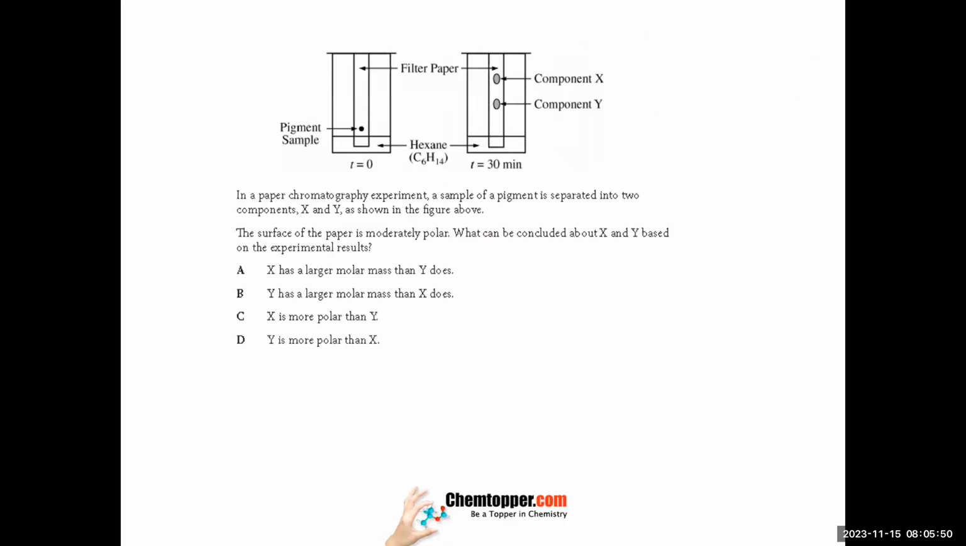Last question, children. The paper is moderately polar, not very polar. And what is this solvent? Is it polar or non-polar? This one? Hydrocarbon. All hydrocarbons are non-polar. Yes, it's non-polar. Paper is slightly polar. So which one is more attracted to the paper? So which one is more polar?